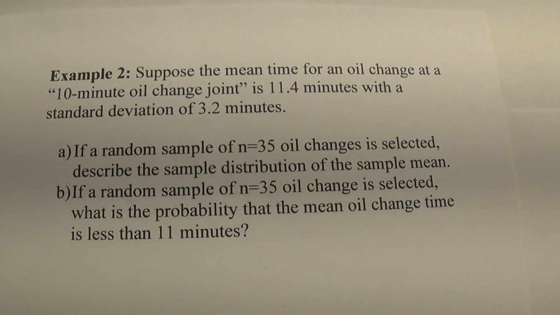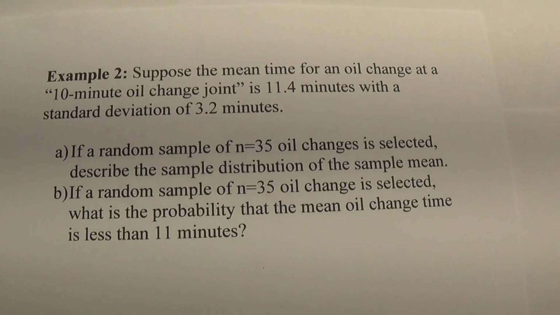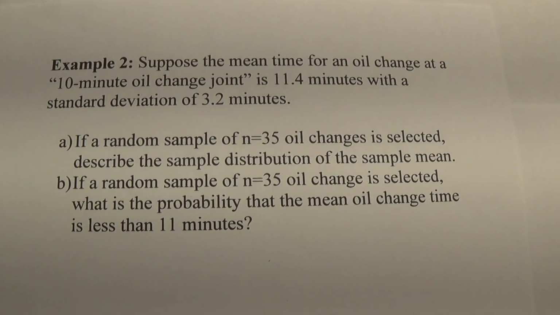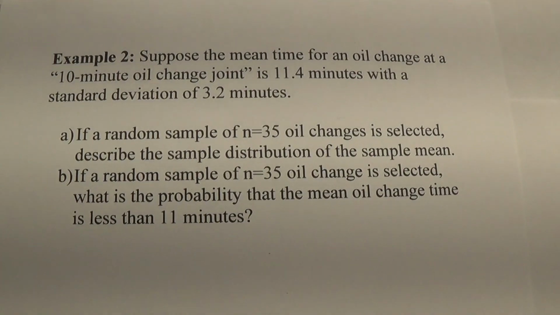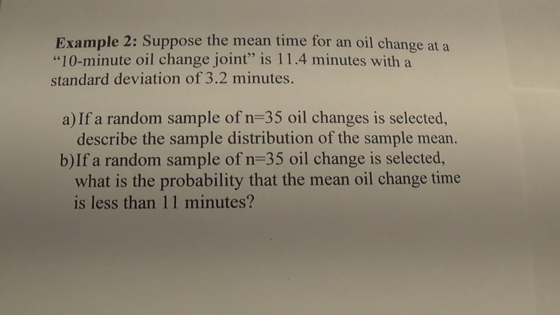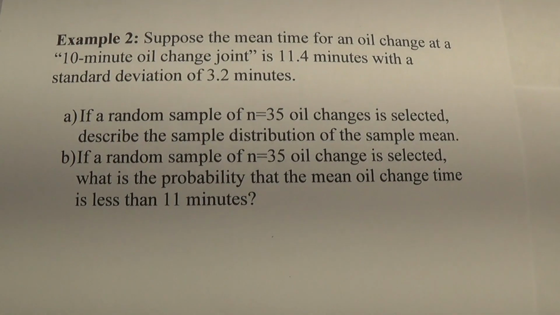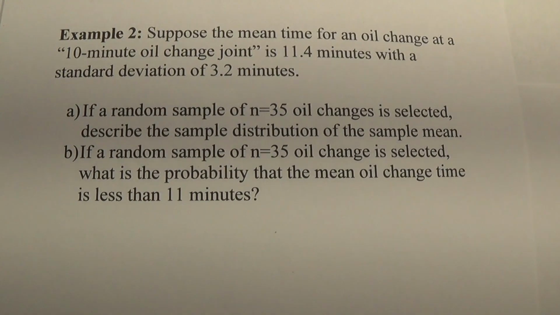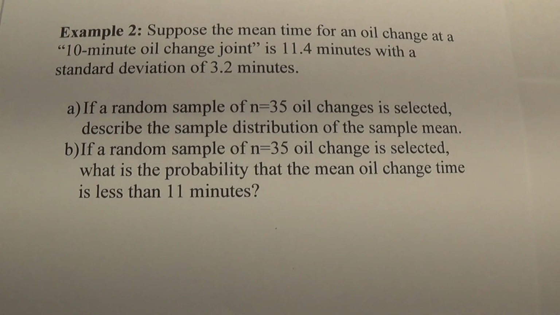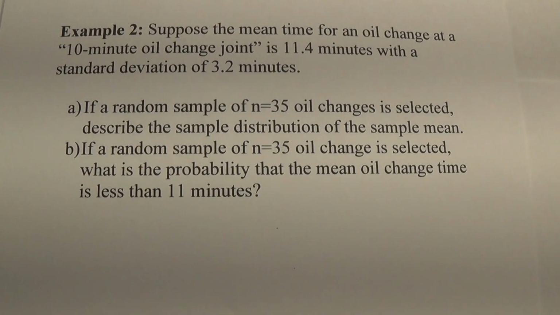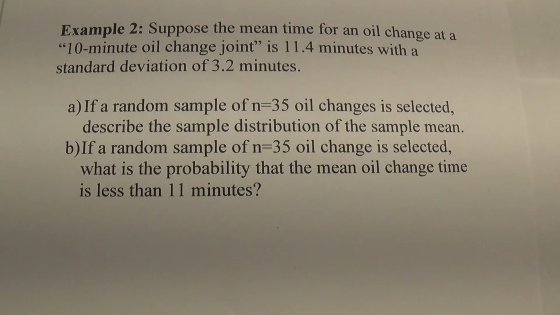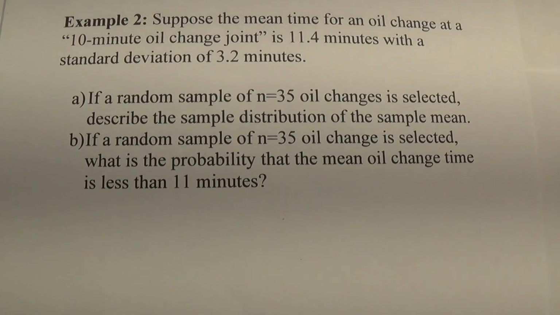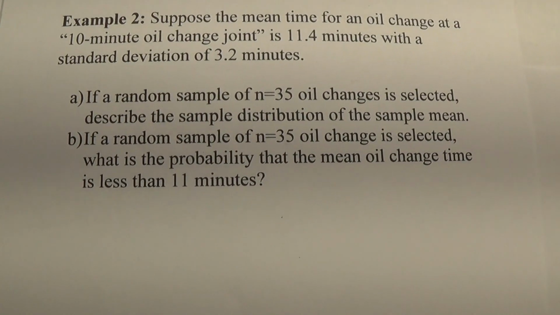Example 2. Suppose the mean time for an oil change at a 10-minute oil change joint is 11.4 minutes with a standard deviation of 3.2 minutes. A. If a random sample of 35 oil changes is selected, describe the sampling distribution of the sample mean. B. If a random sample of 35 oil changes is selected, what is the probability that the mean oil change time is less than 11 minutes?